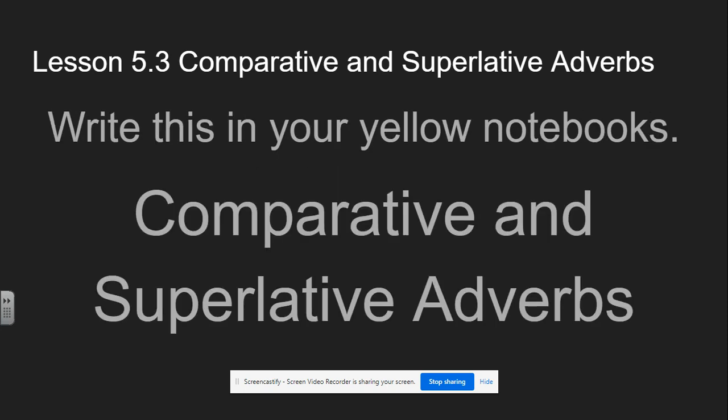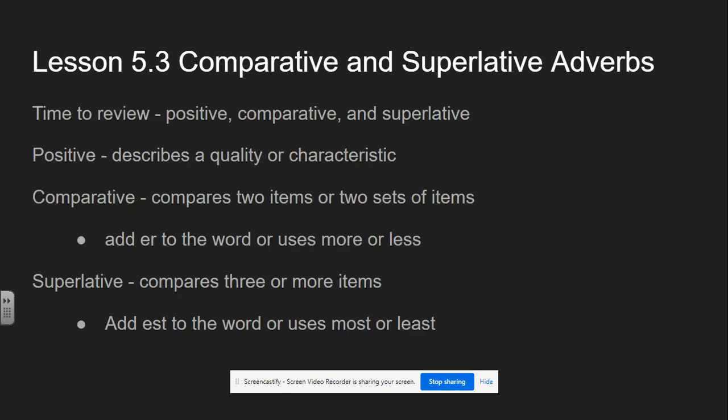All right, time to start writing in your yellow notebooks. This is lesson 5.3, Comparative and Superlative Adverbs, and we're ready to begin today's lesson. Before we start, we have to do a review about what it means, comparative and superlative.